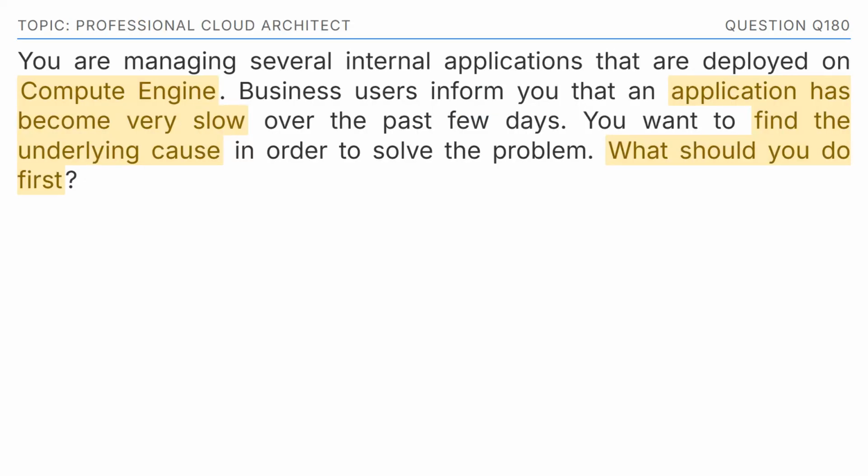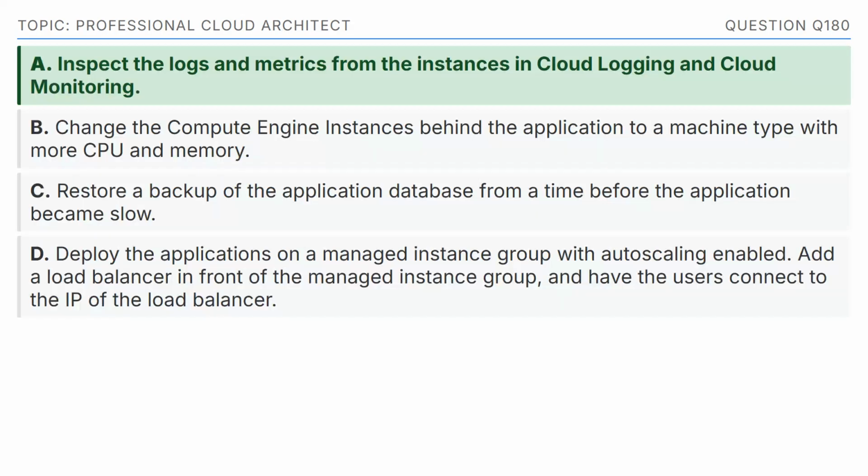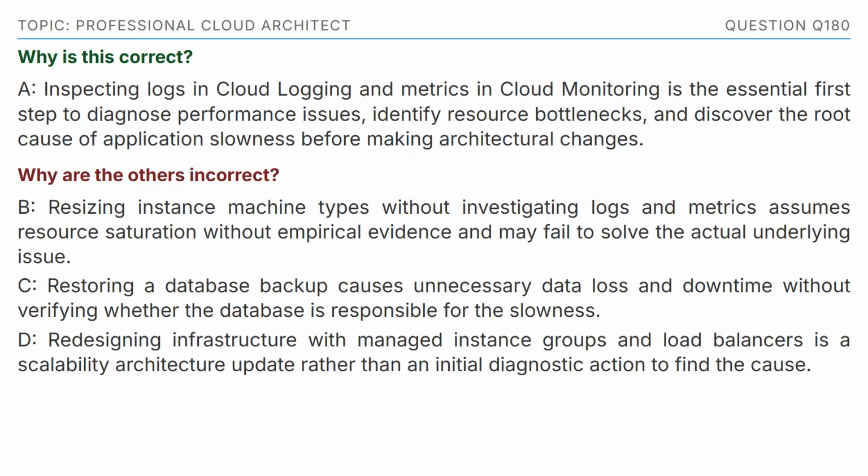To arrive at the correct answer, we focus on the keywords: Compute Engine, application has become very slow, find the underlying cause, what should you do first? The correct answer is option A, inspect the logs and metrics from the instances in Cloud Logging and Cloud Monitoring. Why is this correct?